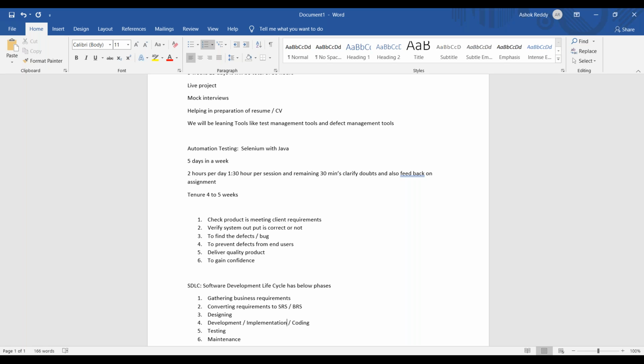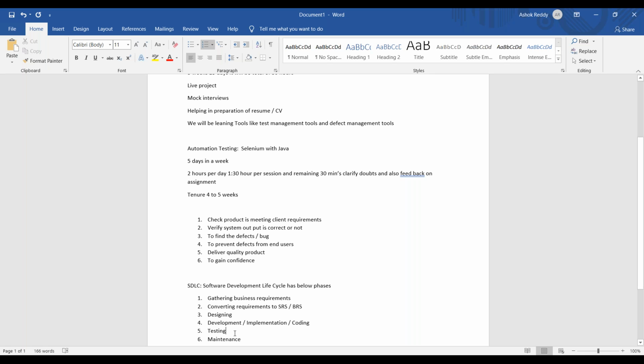Okay, so once the designing is done, we will go on for development and implementing the coding. So we take some technology, we use some Java or Microsoft, whatever the technologies we have. We just go ahead and start developing the coding for the system.